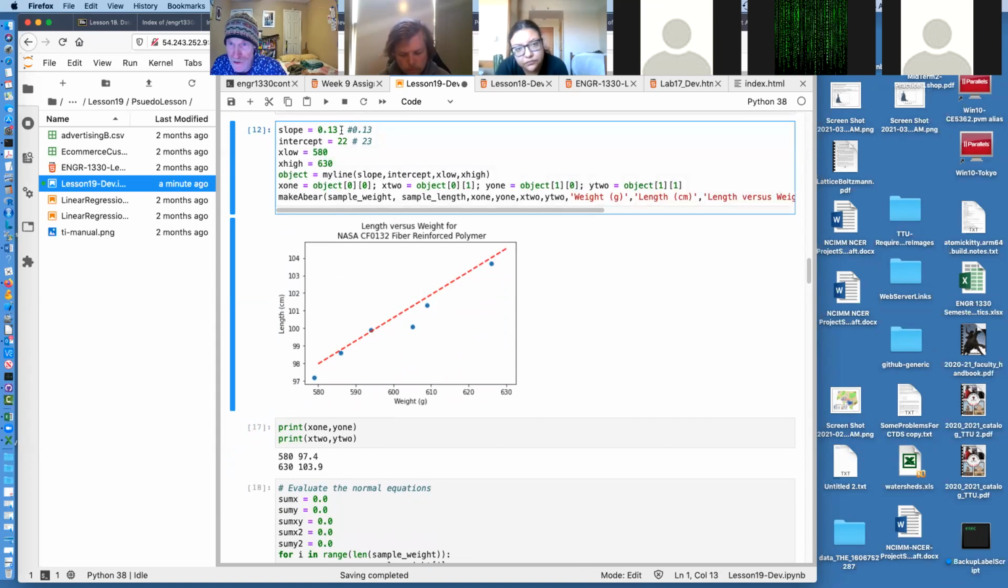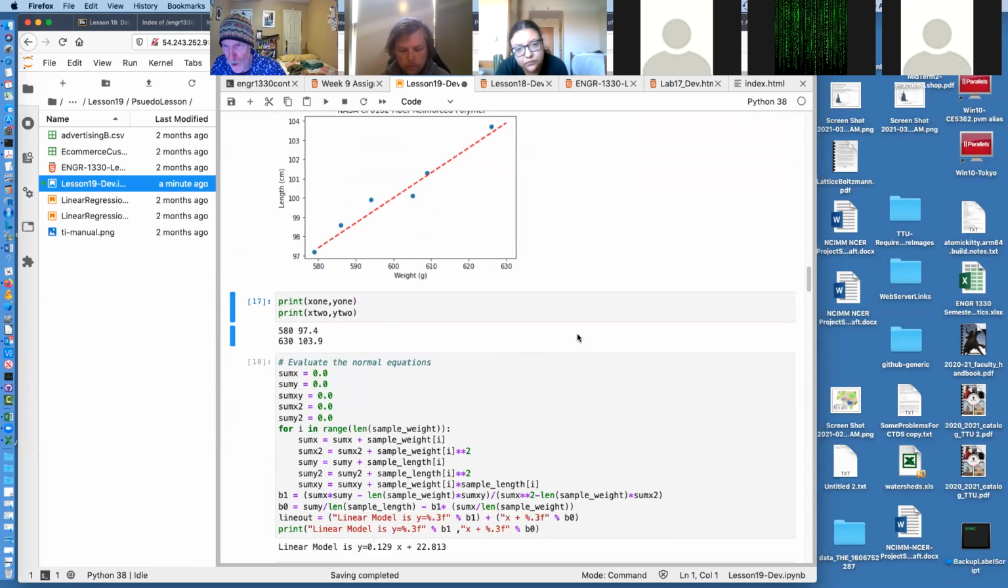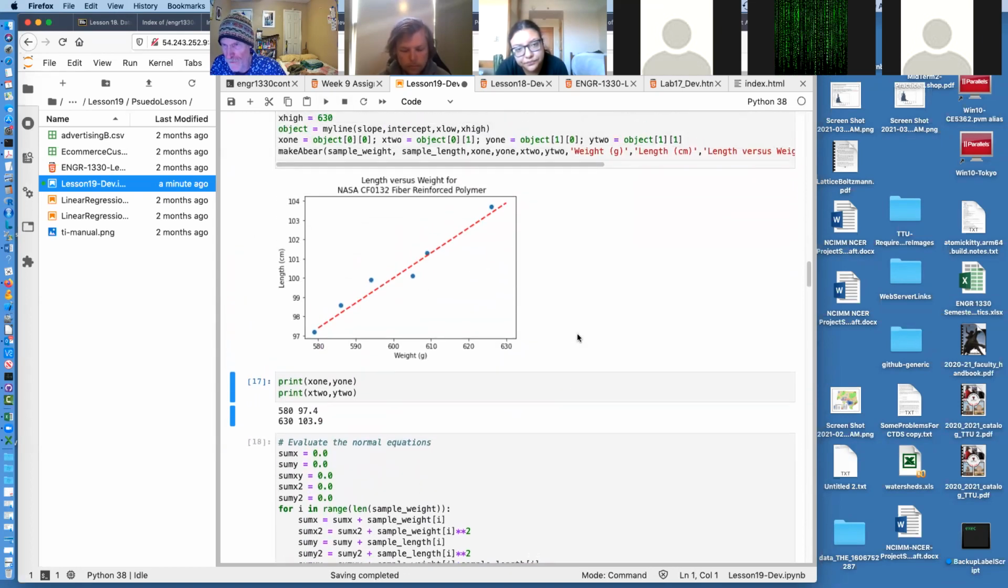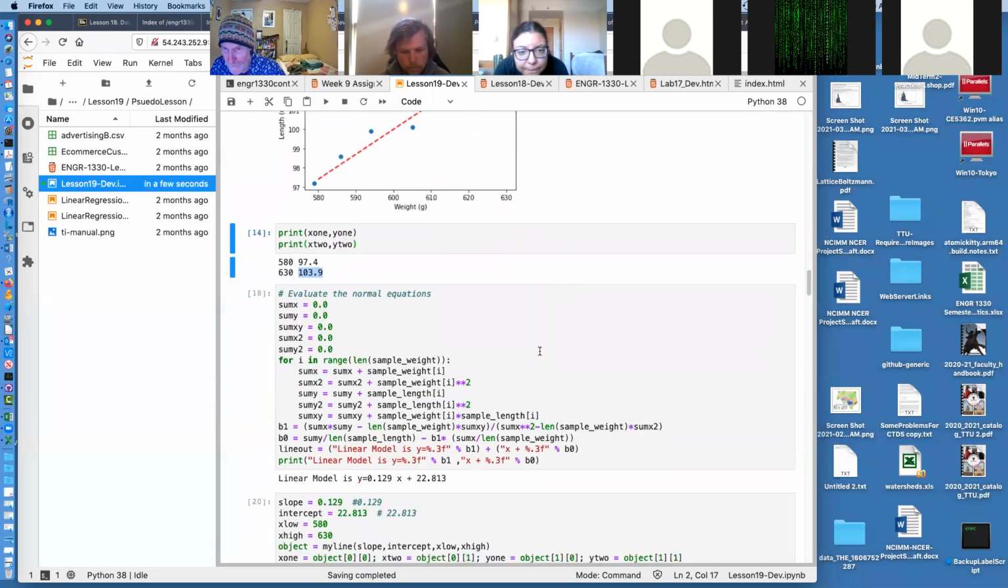So let me put this back to 13. I don't know why I had a 23 there, but we'll go with that. So let's say we fuss around for a while and decide, okay, that I'm done with that. That's about what I want. Let's look at our endpoints of the red line. We do that and it says at a weight of 580 grams, the model length is 97.4 centimeters. At a weight of 630 grams, the model length is 103.9. So that represents that point and that point.